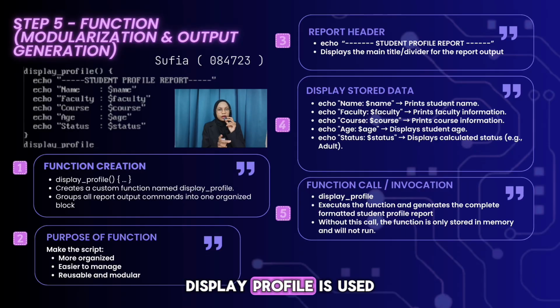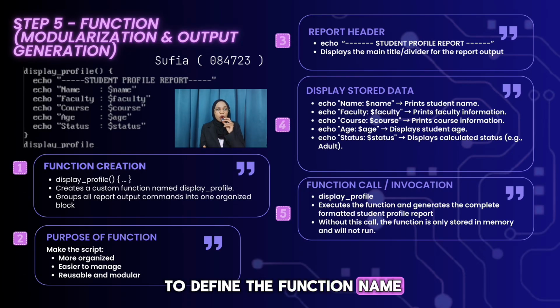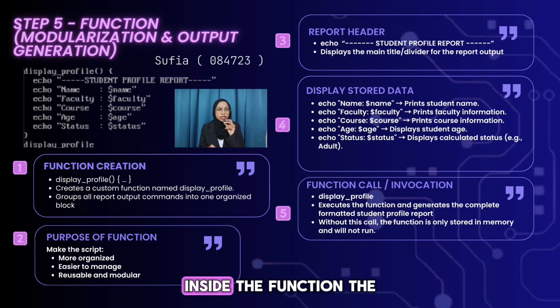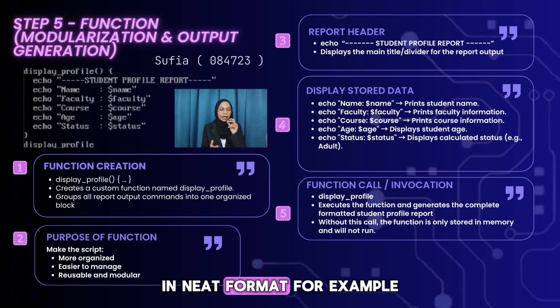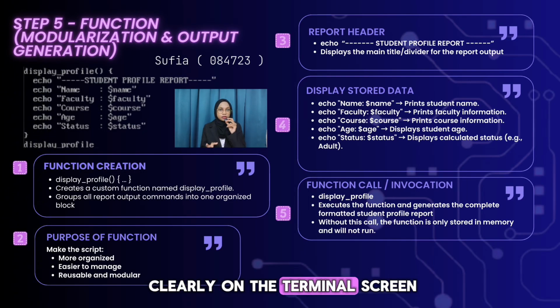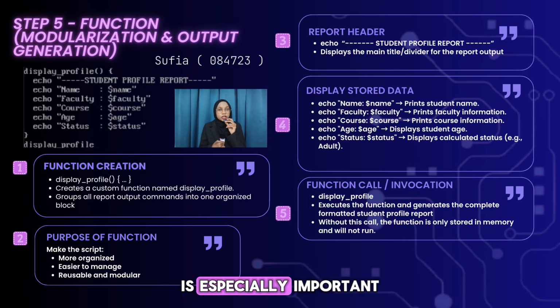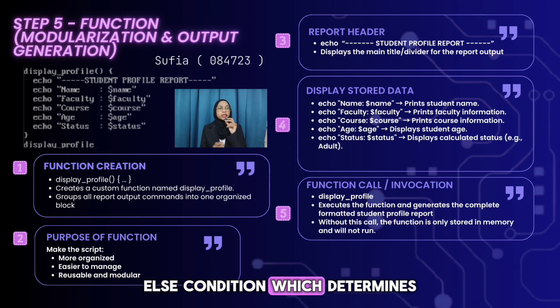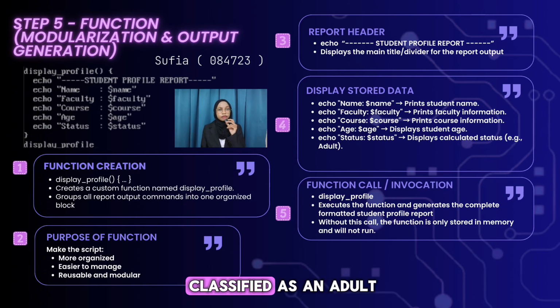The line display_profile is used to define the function name, while the curly braces contain all the commands that belong to the function. Inside the function, the echo commands are used to print the final student profile report in a neat format. For example, the script records the values stored earlier in variables such as name, faculty, course, age, and displays them clearly on the terminal screen. The status variable is especially important because it contains the result from the earlier if-else condition, which determines whether the user is classified as an adult or minor based on their age.